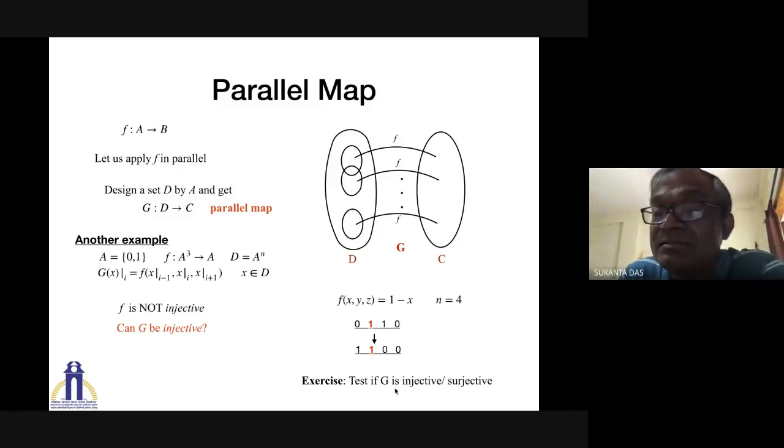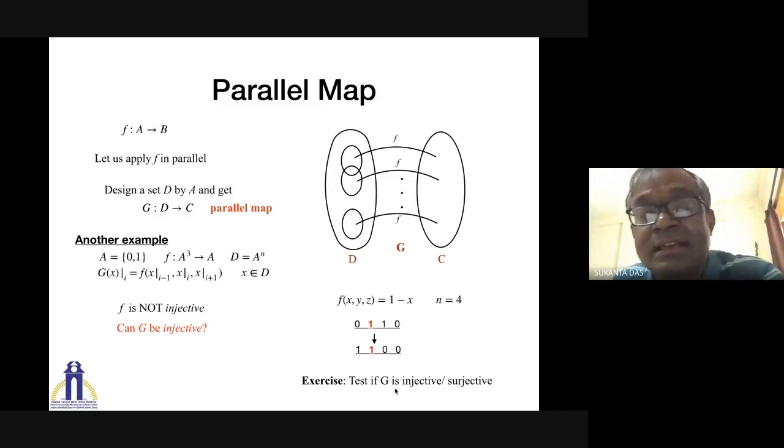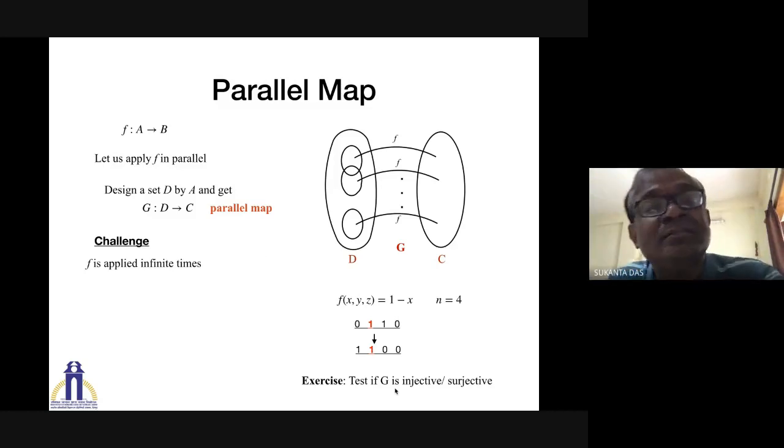Now, if n is finite, then it is doable. As I've said, the example I've given you as exercise, you find all possible inputs, you test and then decide. But the challenge is, suppose f is applied infinite times, then what will happen? Then you cannot do it manually like the previous example. You cannot do it by paper and pencil or by writing code.